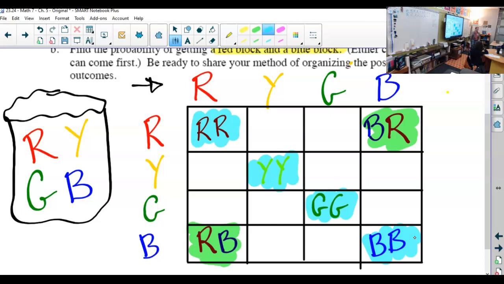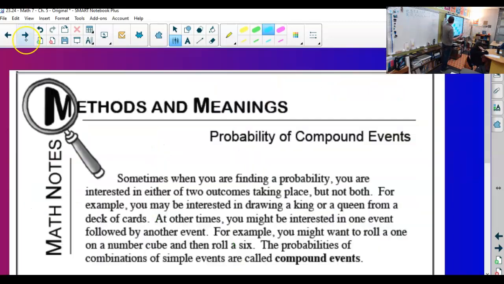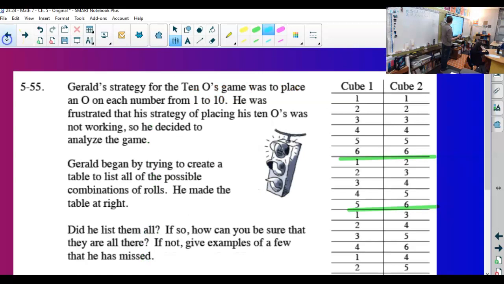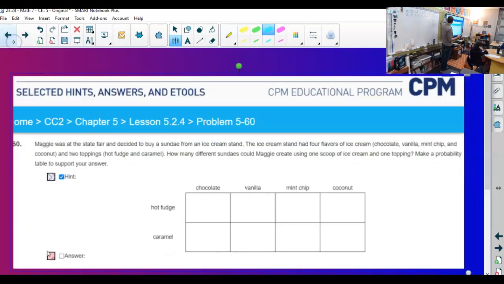This is why when there are 2 events, we often set up a table. Tomorrow we're going to discuss what to do when there are more than 2 events. But a reminder about your homework: when there are only 2 events, like at the ice cream shop, and I go to use my homework help, oh hey look, I have to pick my flavor of ice cream, I have to pick my topping. 2 events. This is how you're going to start the first problem on your homework.